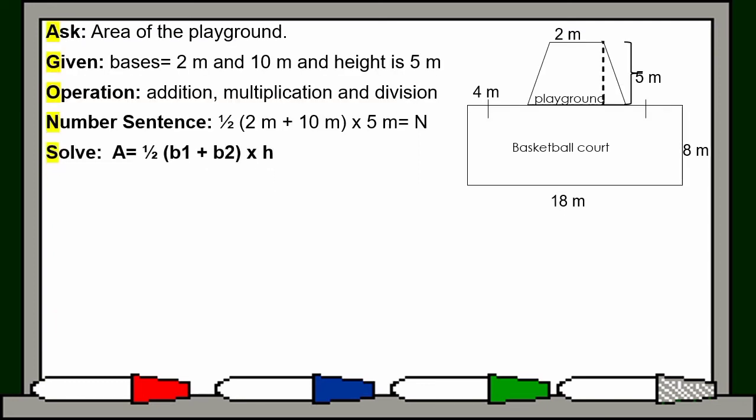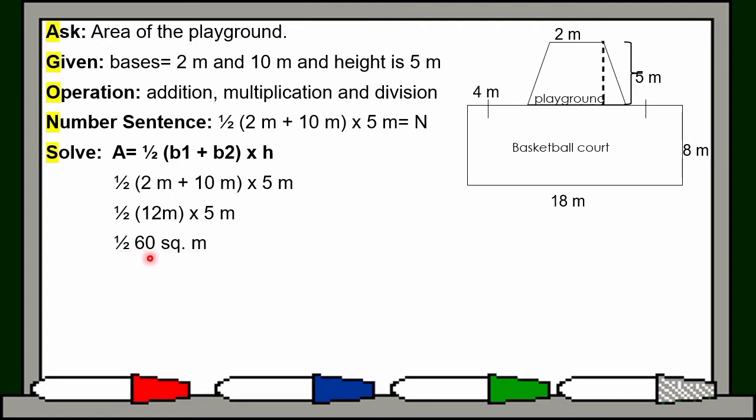Letter S is solved. So our formula in finding the area of a trapezoid is area is equals to 1/2 (base 1 plus base 2) times height. Let us solve: 1/2, our base 1, 2 meters, plus our base 2, 10 meters, times our height, which is 5 meters. 1/2, and then 2 meters plus 10 meters is equals to 12 meters, multiplied by our height, which is 5 meters. So 12 times 5, we have 60 square meters.